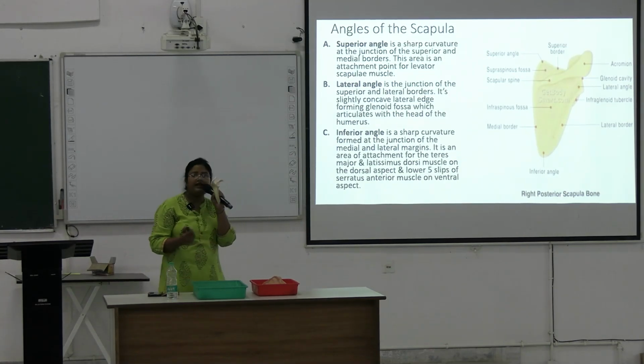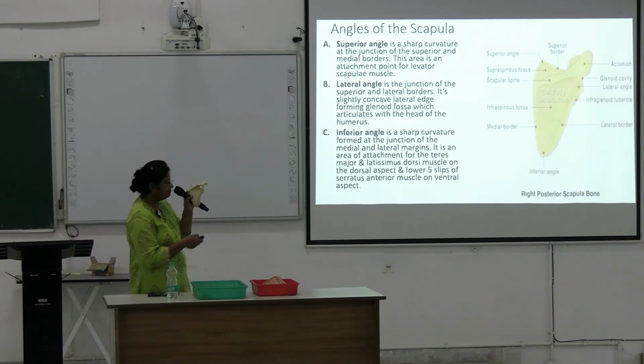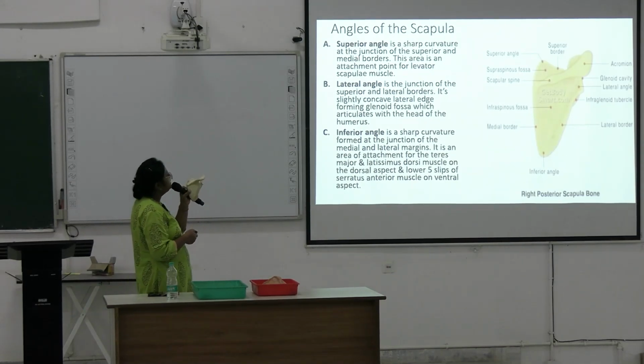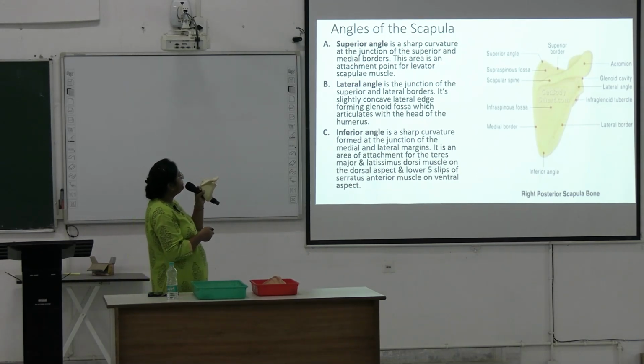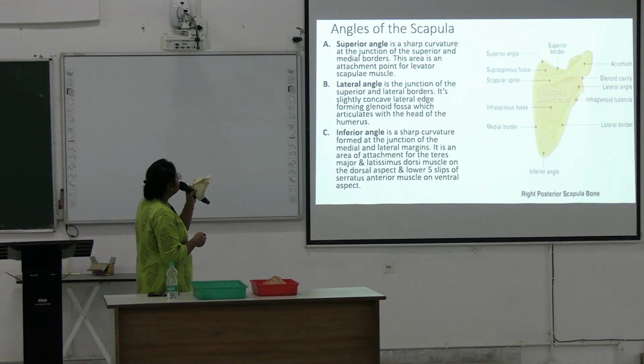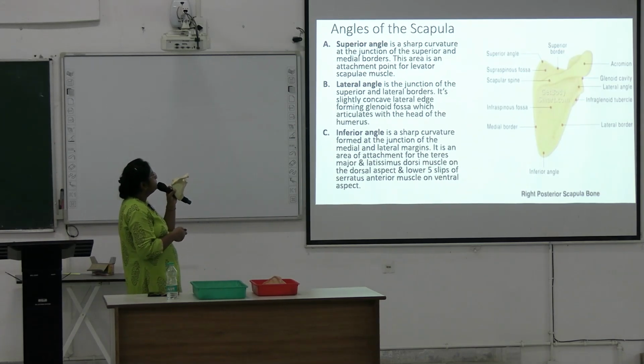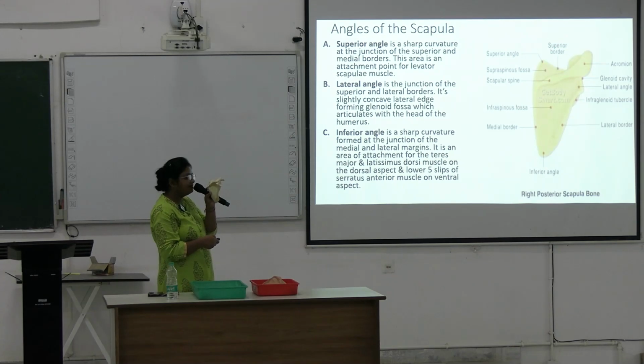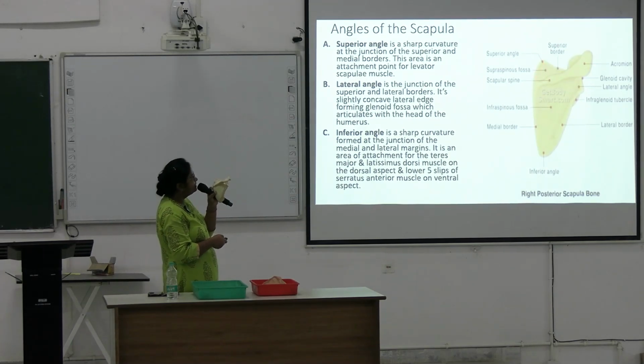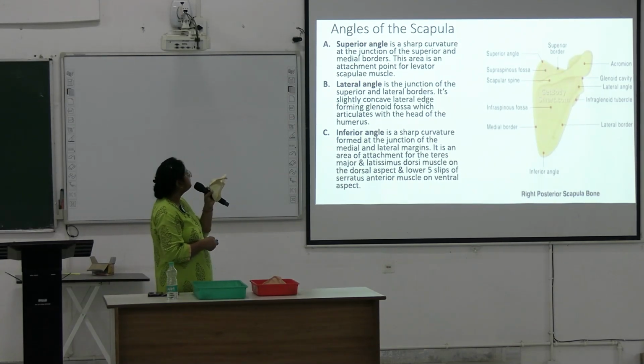Next we go to the angles of the scapula. First is superior angle. Here is the superior angle. It is a sharp curvature at the junction of superior border and medial border. At this junction of these two borders, superior angle is lying. And this area is an attachment point for levator scapulae. We have discussed previously. Here is attachment of the levator scapulae.